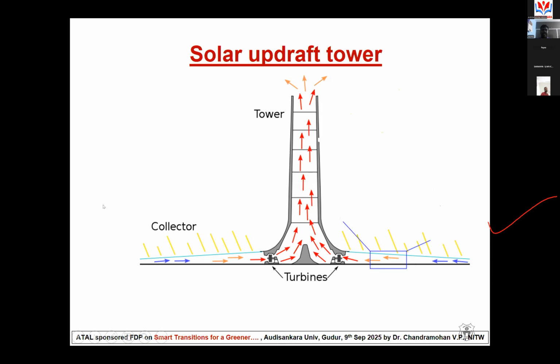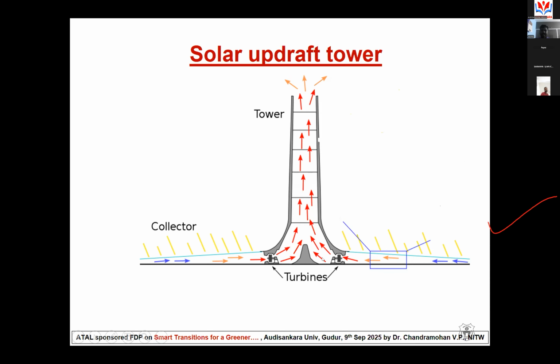Outside, the fresh air has higher density. Okay, then what will happen? Outside there will be higher density air, and inside there will be lower density air. Therefore, the higher density air will always try to occupy the lower density region. So the higher density air is always entering the lower density air.